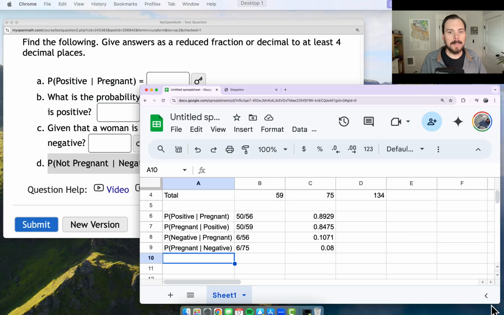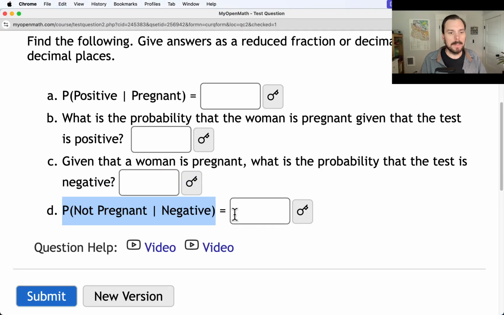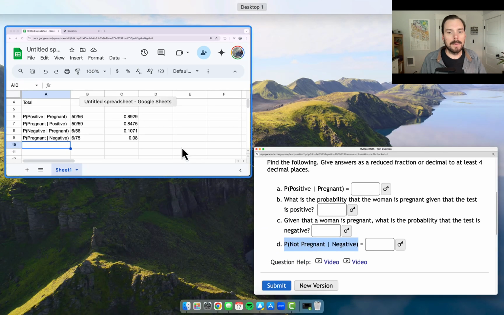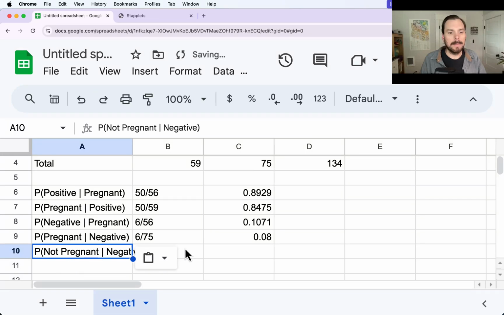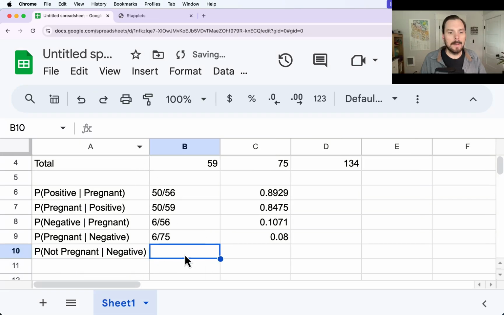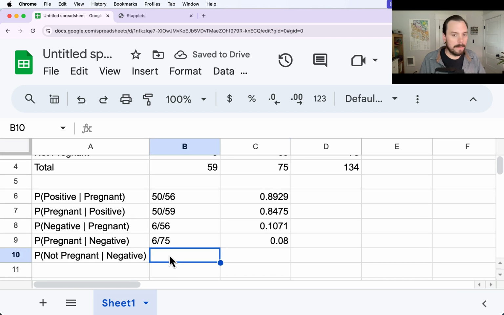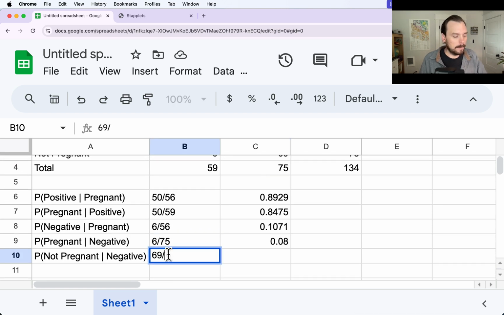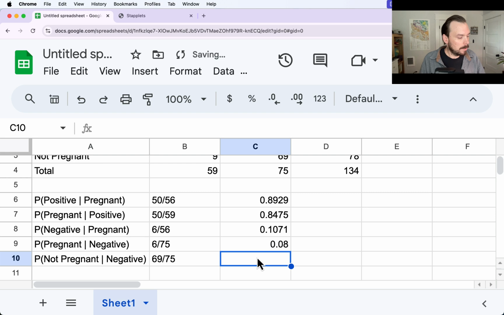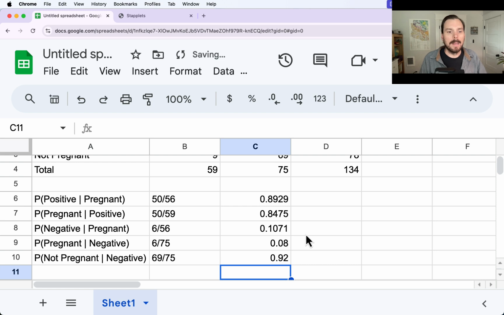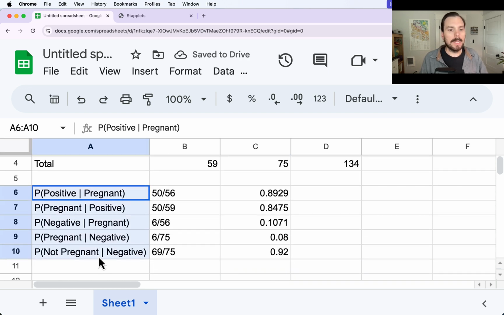But the last question was asking for something different. It was a proportion or probability for not pregnant given negative. We're going to have 75 in that group, 69 out of 75. Should be 92% because that is the complement of the last one that I got. That will give you a bunch of different conditional probabilities.